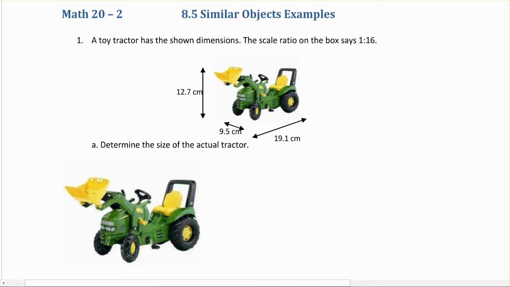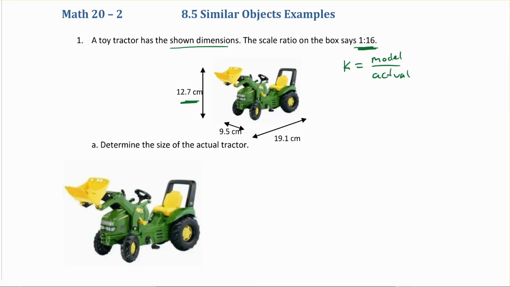A toy tractor has the shown dimensions. The scale ratio on the box says 1 to 16. Determine the size of the actual tractor. For this one, all we have to do is use our ratio for each one of these numbers. So we have our formula: K, or scale factor or scale ratio, is equal to model over actual.